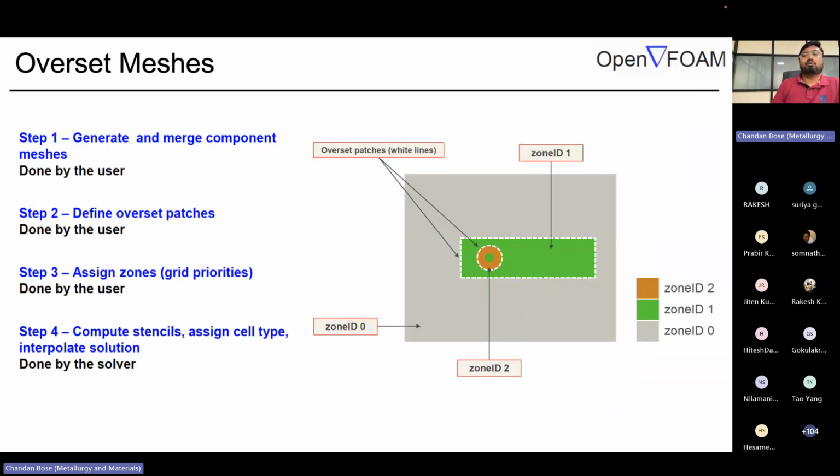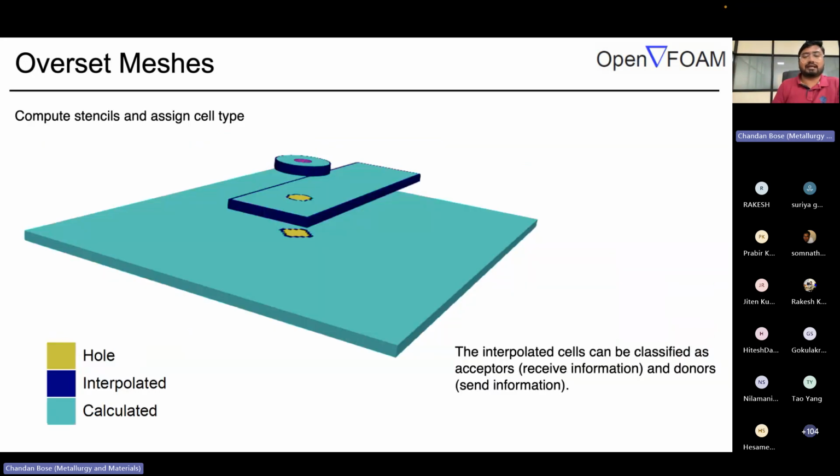All right. Now, what is the architecture of the overset meshes? It is designed by two different types of cell zones. I would skip this. Here you can see that multiple components of the cell zones are present, and we have to first mark them with different zone IDs so that our solver understands which is my primary component mesh, which is my refinement mesh, and which is my background mesh.